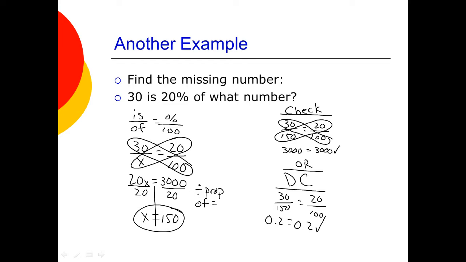Cross multiplying gives me 20x equal to 3,000. Dividing by 20 on both sides gives me x equal to 150. The check is to the right. Notice I've done the check two different ways this time. I've cross multiplied, testing for truth. I also divided on both sides to see if I get the same decimal.